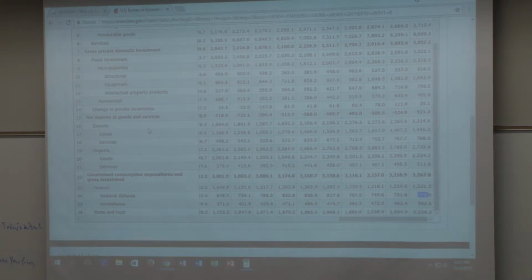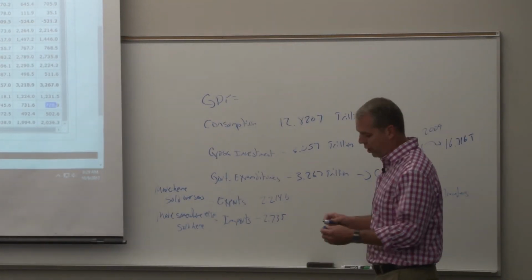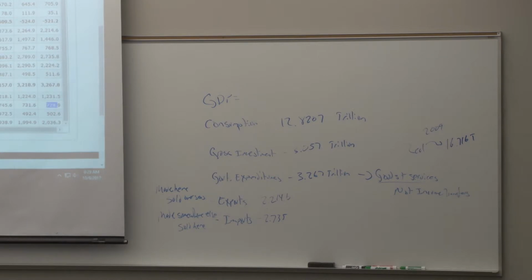When we're looking at our exports here, we can see that our exports are $2.2 trillion. So we made and sold $2.2 trillion worth of stuff. But our imports are that we bought $2.735 trillion worth of stuff from other people. So when we look at this on a net basis, our net exports right here are -$513.2 billion.